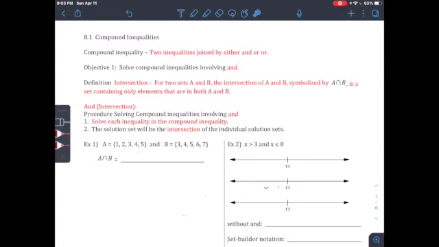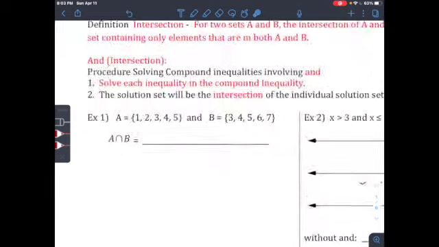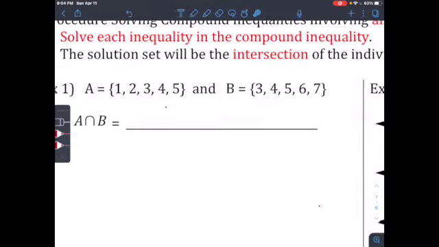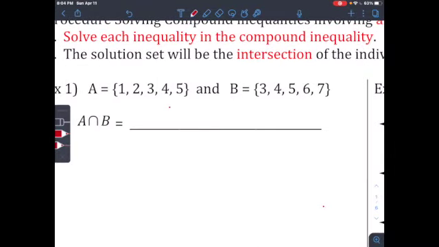2. The solution set will be the intersection of the individual solution sets. For example 1, we're going to take a look at what it means by intersection. Example 1 says A equals {1, 2, 3, 4, 5} and B is {3, 4, 5, 6, 7}. When you have an "and," that means it has to be in both of them, and that's A intersect B, the upside down U. In set notation, pick the ones that are the same. 3 is in both of them, 4 is in both of them, 5 is in both of them. That is the intersection: {3, 4, 5}.